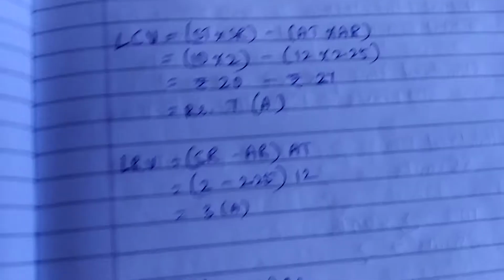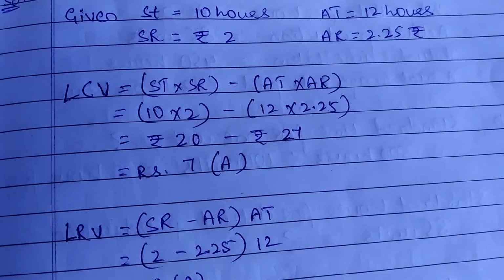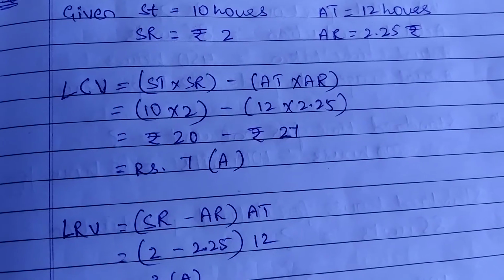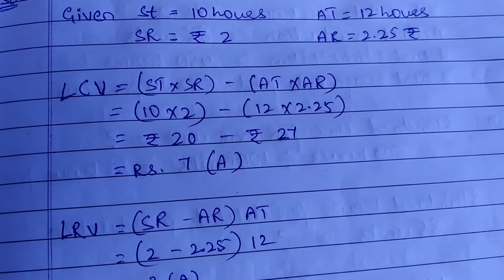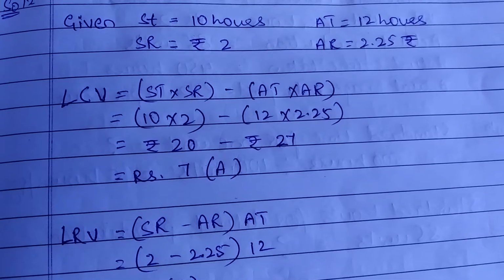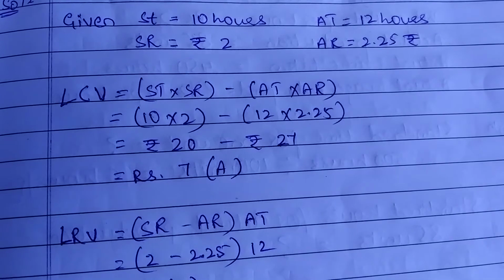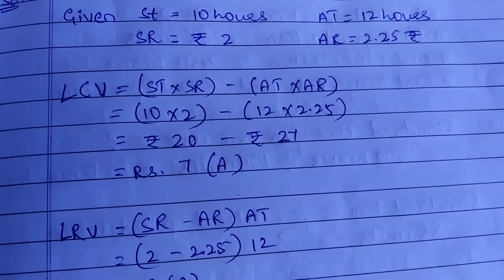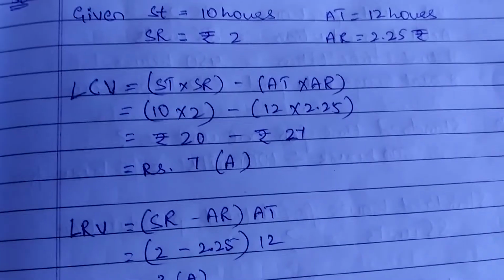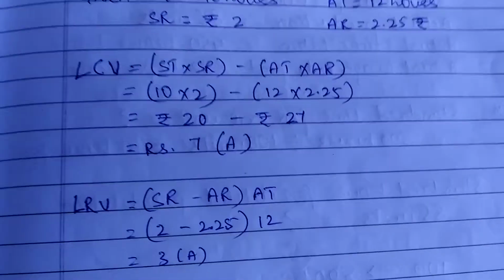Write out the formula of LCV: standard time into standard rate minus actual time into actual rate. So 10 into 2 minus 12 into 2.25. You will get 20 rupees minus 27 rupees. So 20 minus 27 is 7, which will be adverse because we have got the negative value, because the actual rate is more than the standard rate.